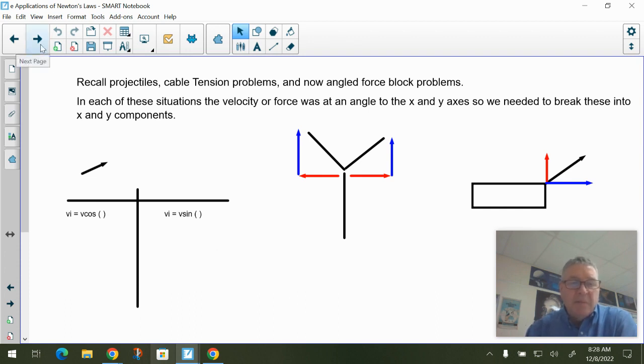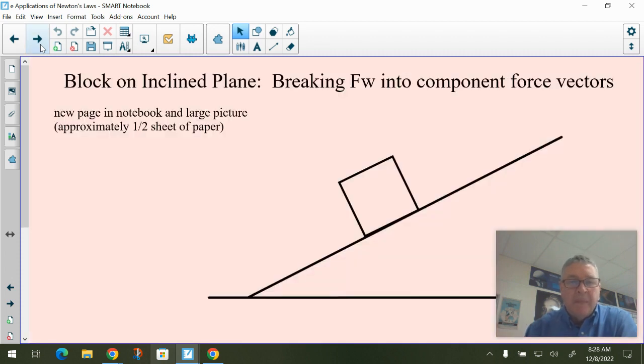We're going to do the exact same thing, but now we're going to be looking at a block on an incline, and we're going to abandon the xy axes and use the axes defined by the incline. And you'll see what I mean by this.